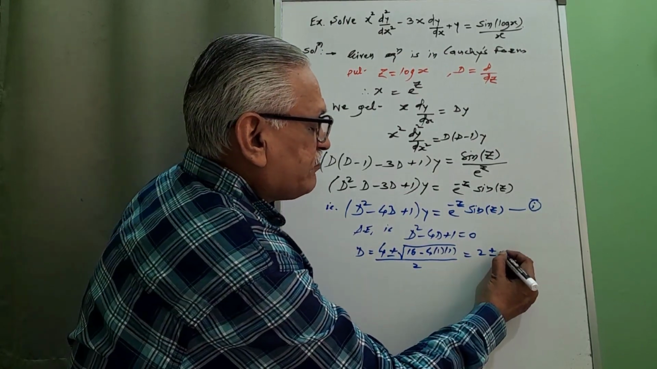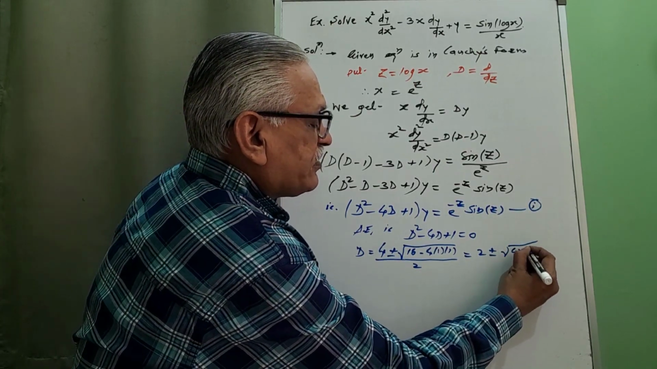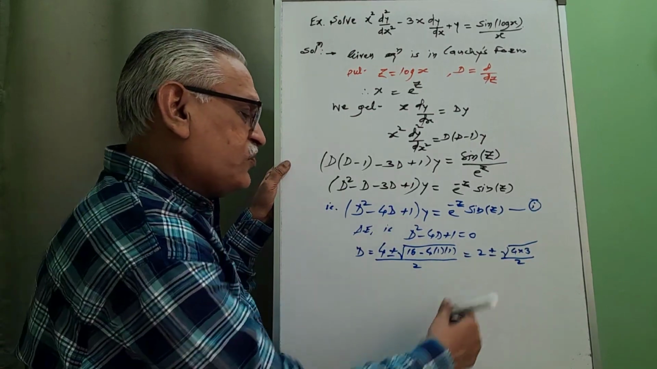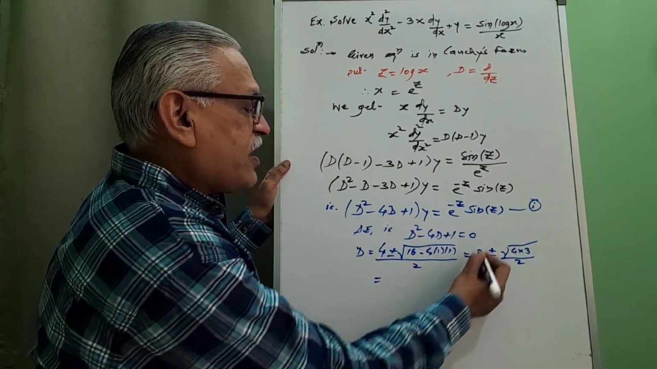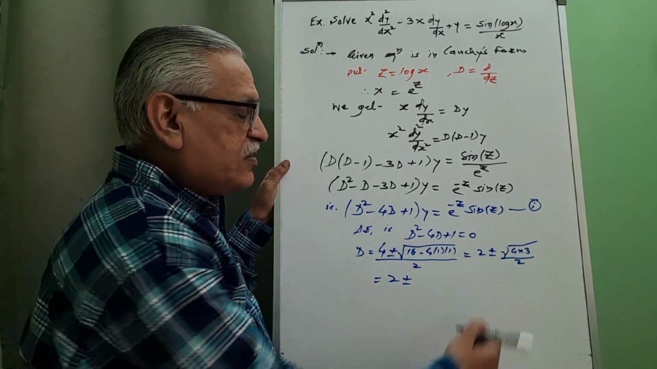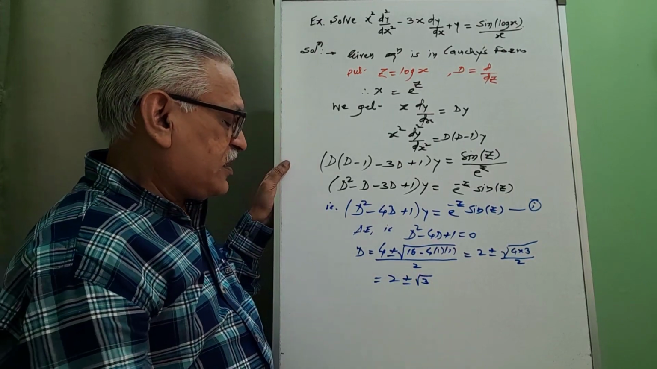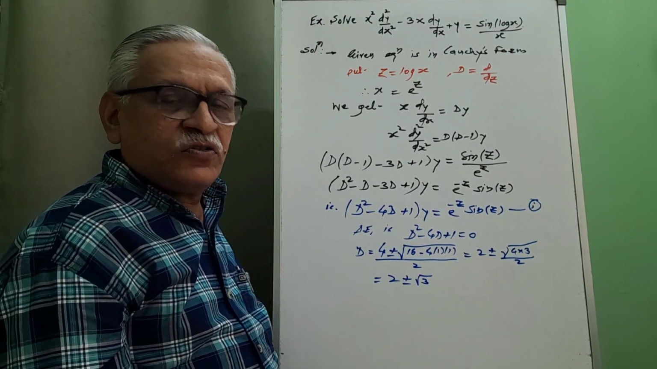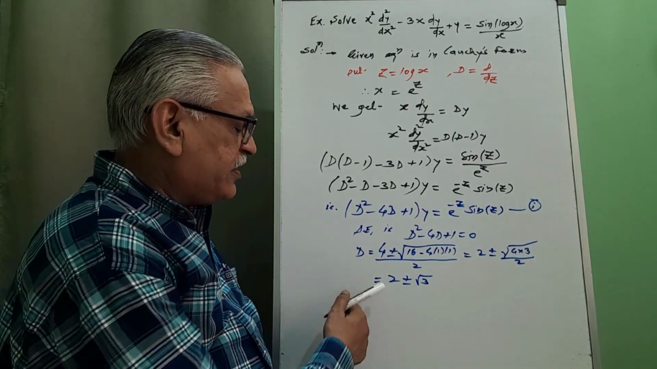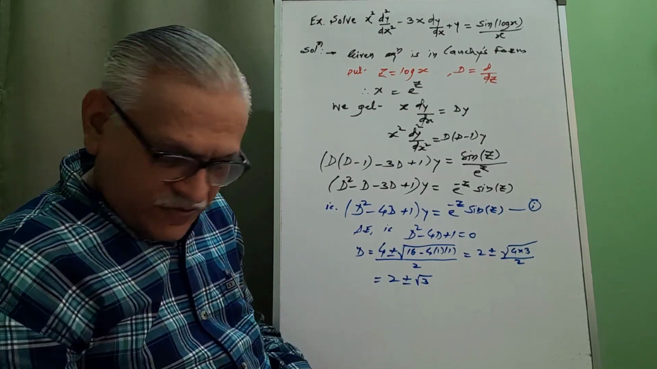12 is nothing but root of 4 into 3. The square root of 4 is 2, and therefore we get the roots as 2 plus minus 2 root 3 divided by 2, the 2 gets cancelled, and we get only root 3. Therefore we get 2 real and distinct roots. Therefore this becomes case number 1 for CF.